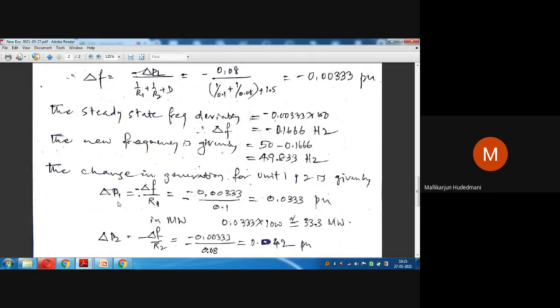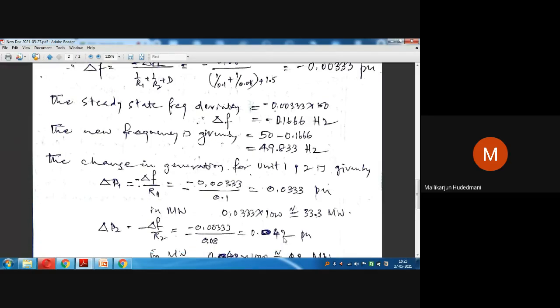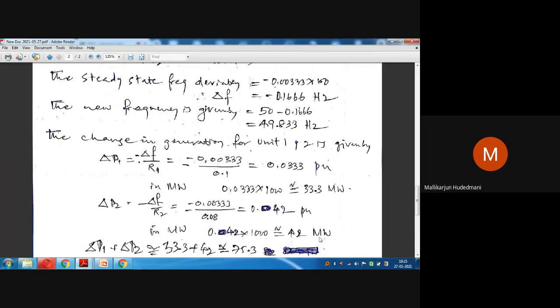So delta P1 is delta F by R1. I calculate it and I will show you the fraction into 1000 as 33.3 megawatt. 33.3 megawatt is the pickup from machine 1. And machine 2's pickup is again delta F by R2, which is 0.042, something like that, 42 and a fraction here. 0.042 pu, when I multiply, is roughly 42 megawatt. When I consider these two, 33.3 plus 42 rounds off to 75.3.